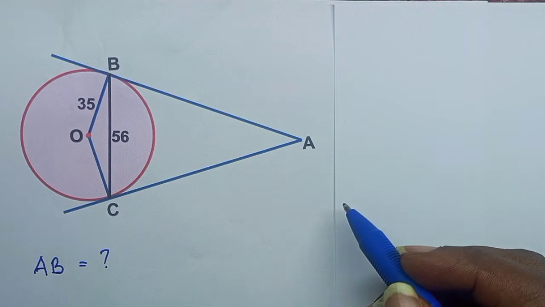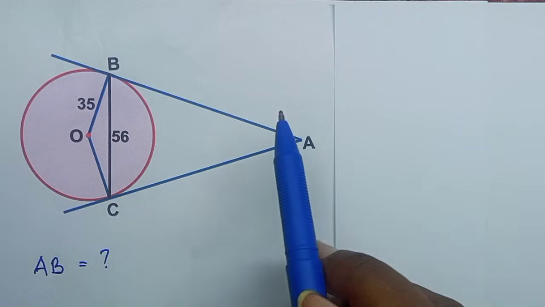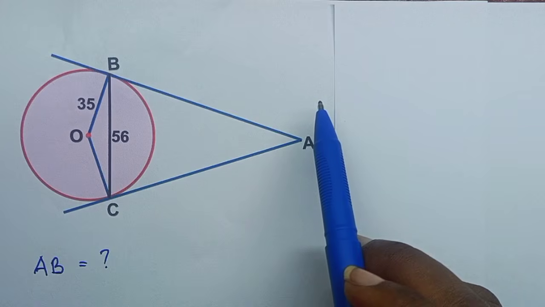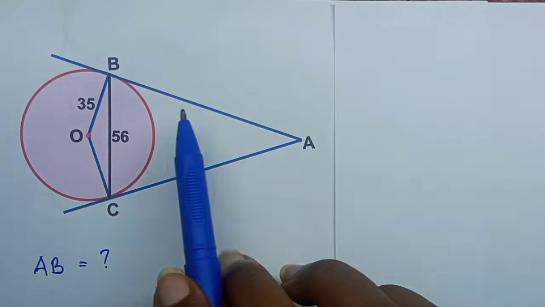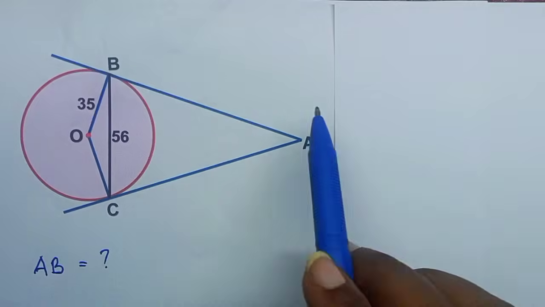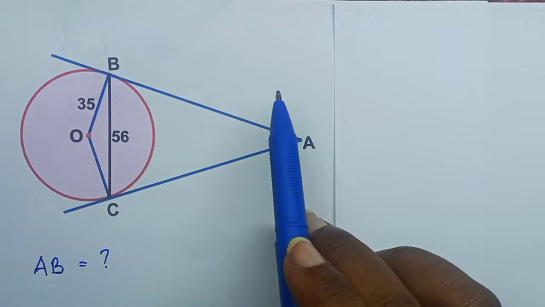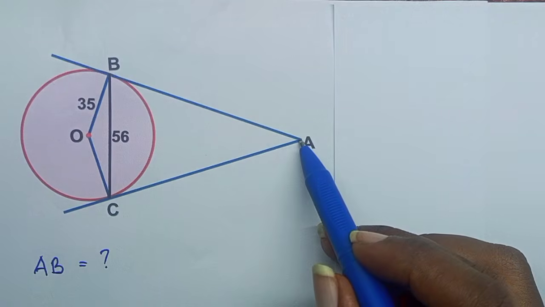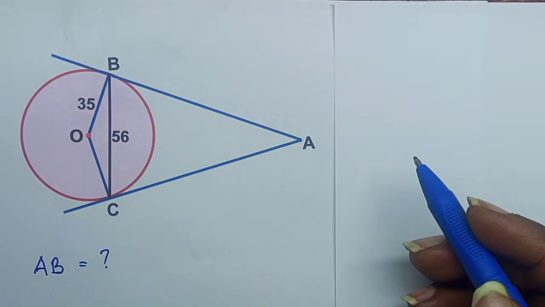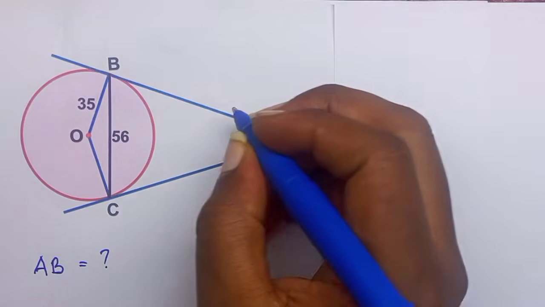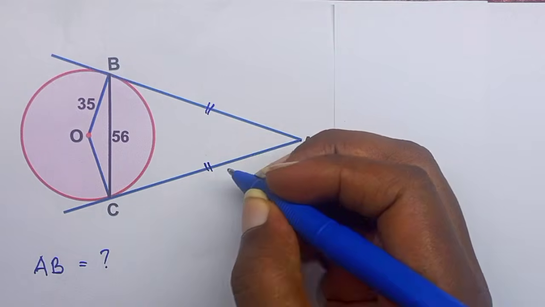Now we know that from the two-tangent theorem, if two tangent segments are drawn to one circle from the same external point, then they are congruent. As you can see, AB and AC are two segments that are being drawn from the same external point A and meeting the circle. So that implies that the two segments are congruent, meaning AB is equal to AC.